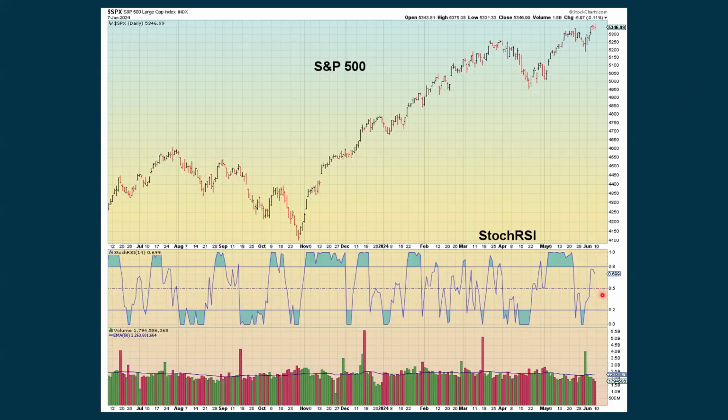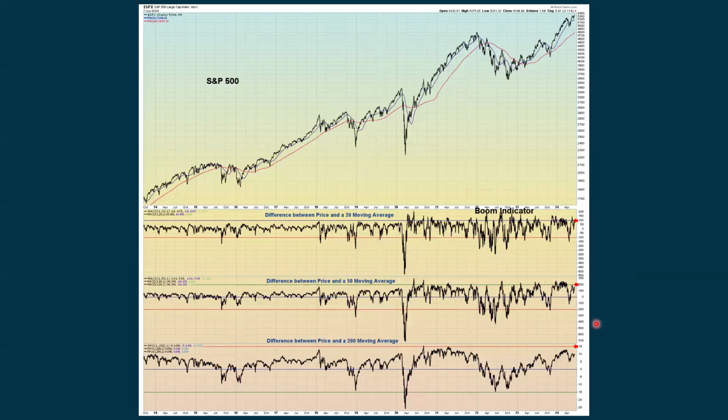It's not giving us that right now, so I haven't been showing this in the video. If we see an up move or down move, this chart will come right back into the daily videos for sure. This is the boom indicator.